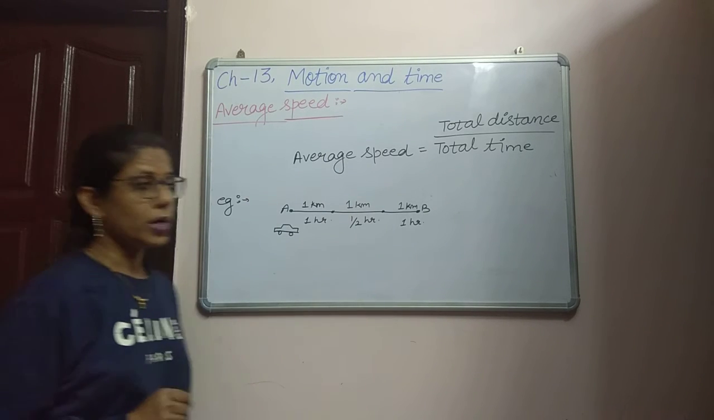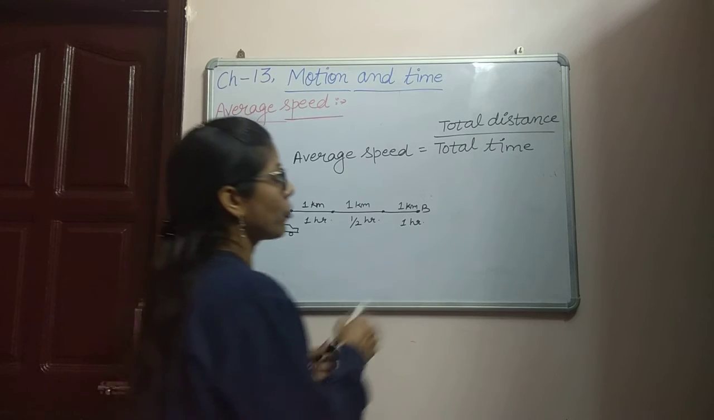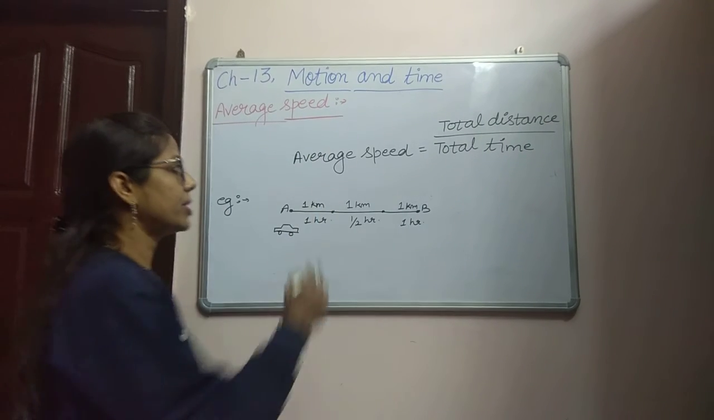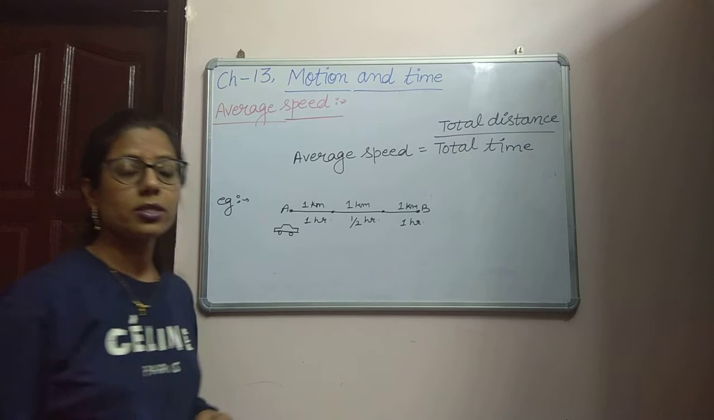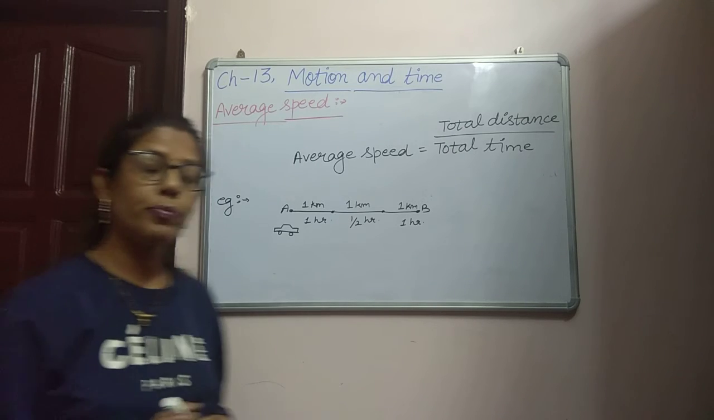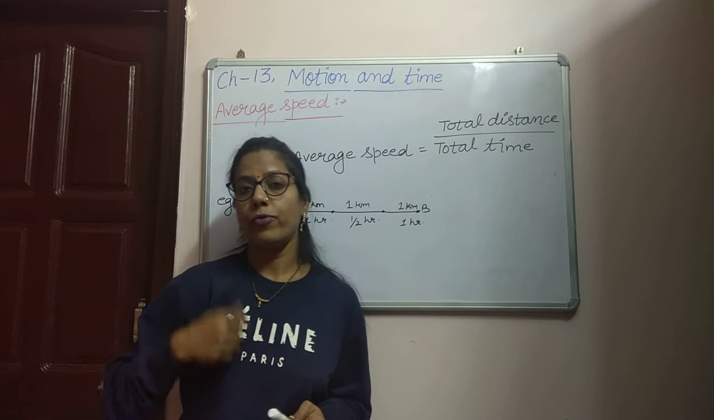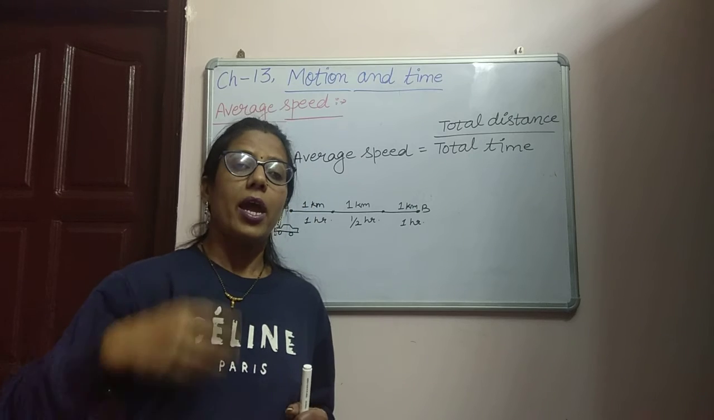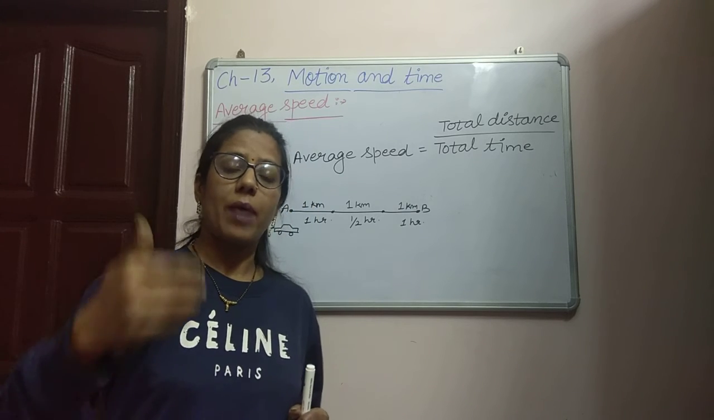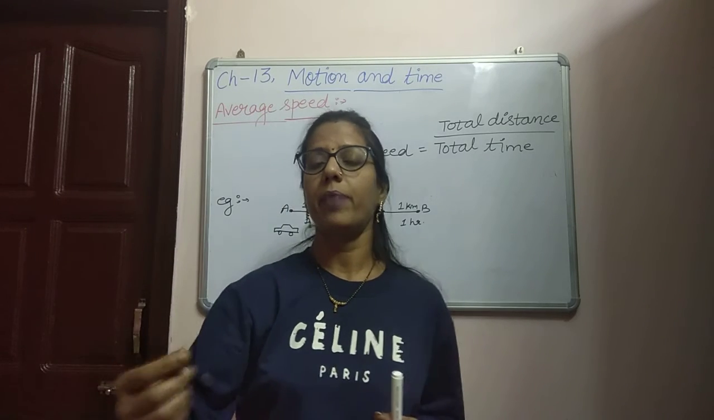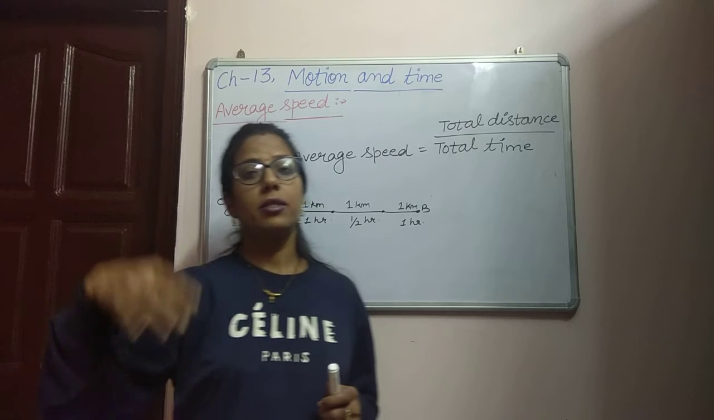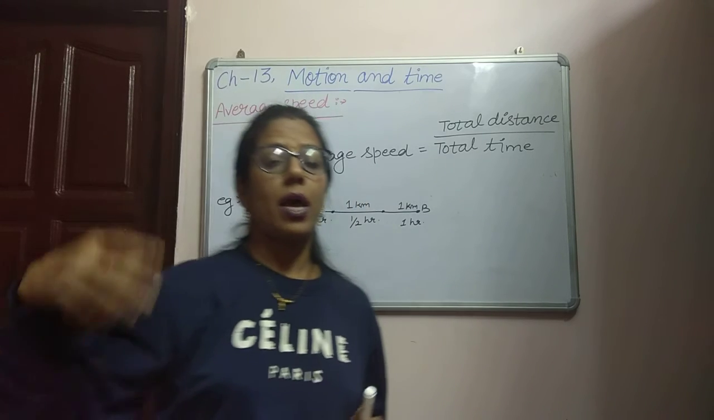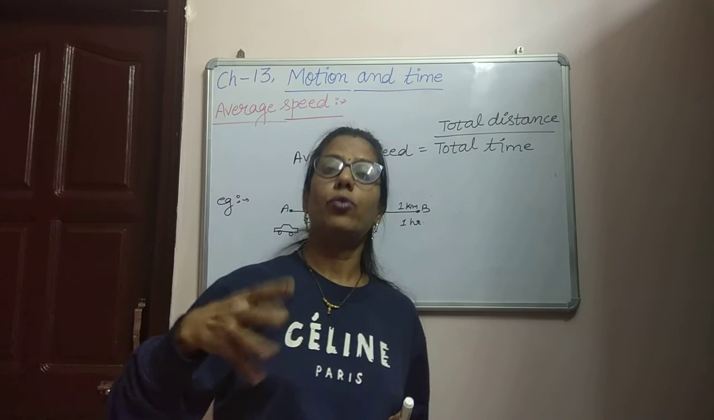So average speed we can calculate by using this formula: total distance divided by total time. Average speed is equal to total distance divided by total time. It means if I am moving from one place to another place, first I am covering 1 kilometer and taking 10 minutes. Next I am covering 1 kilometer and taking 20 minutes. Next I am covering 1 kilometer and taking only 5 minutes.